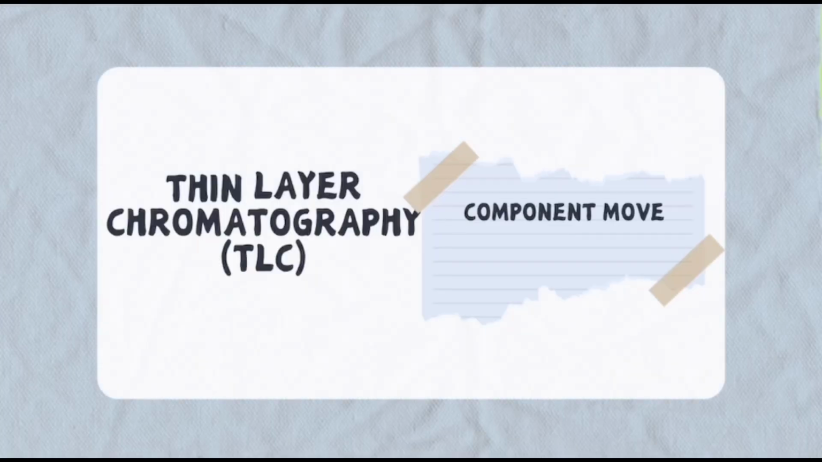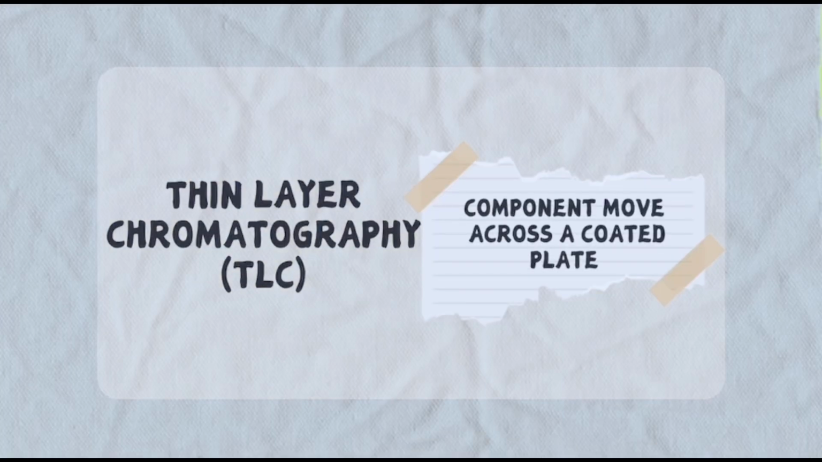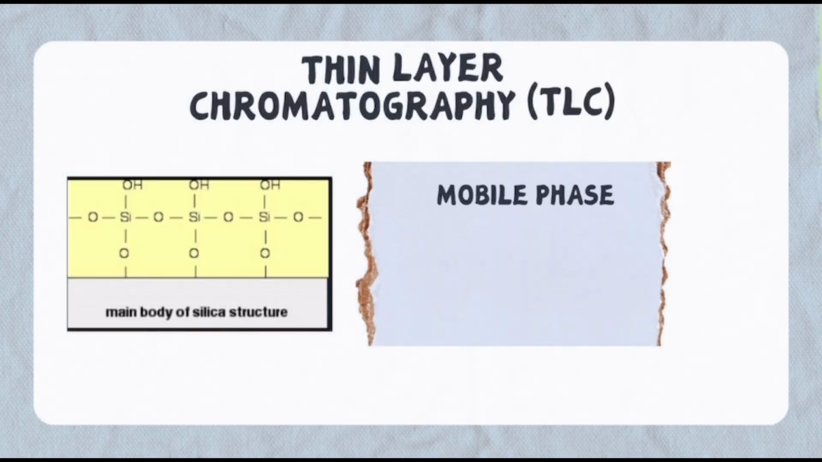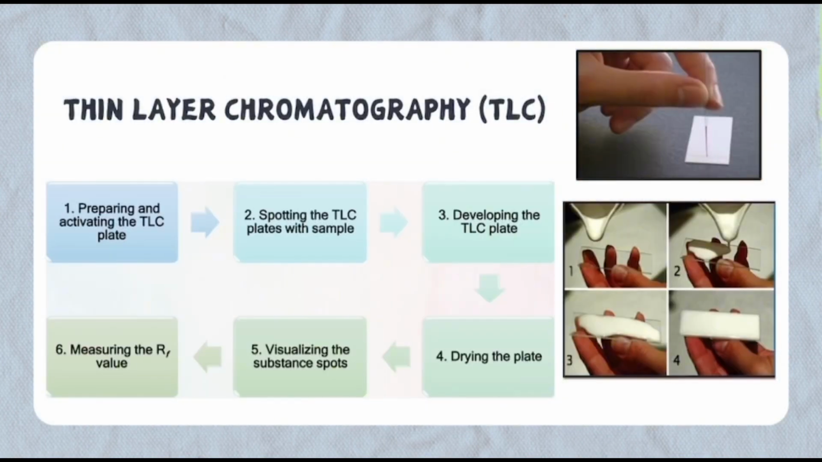Thin layer chromatography. Components move across a plate. Stationary phase, a thin layer of silica or alumina on a glass plate. Mobile phase, organic-inorganic solvent. First, preparing and activating the TLC plates.